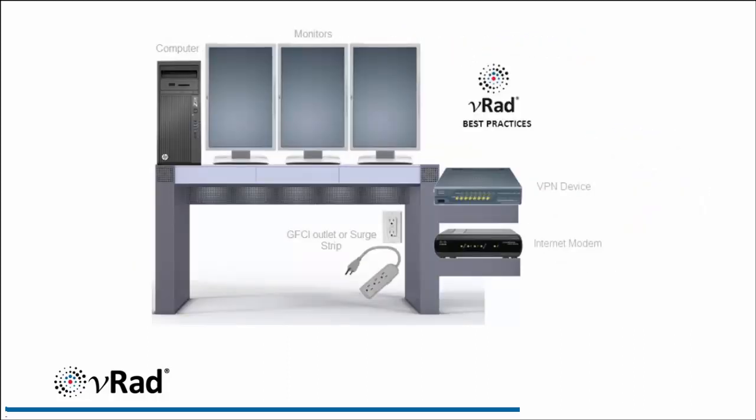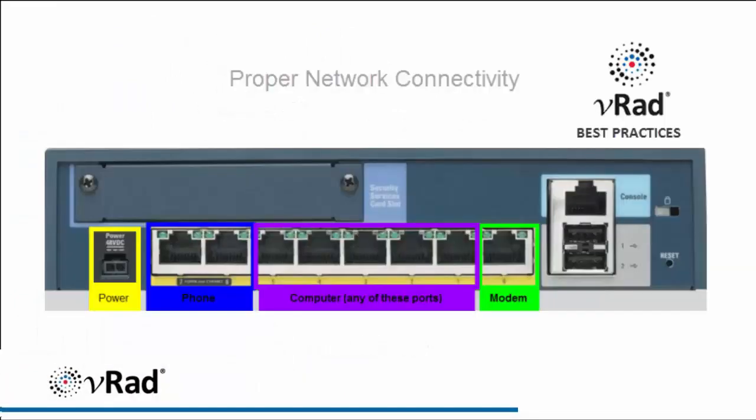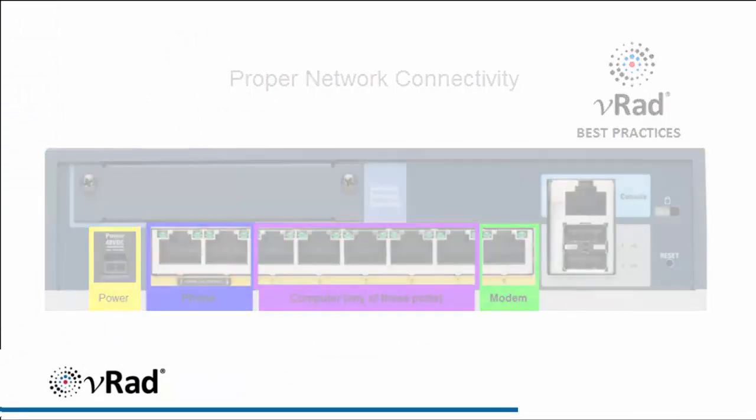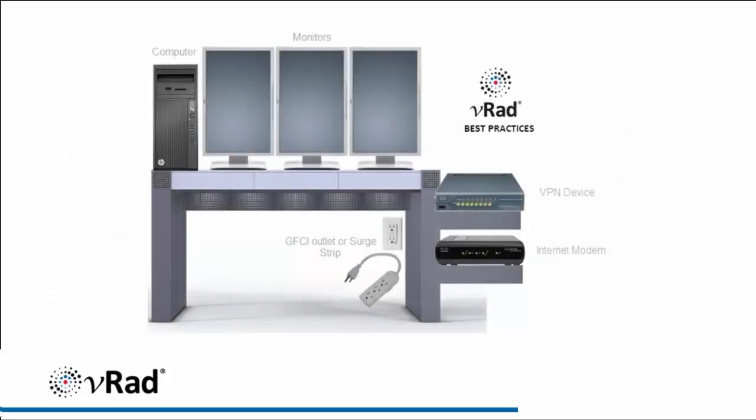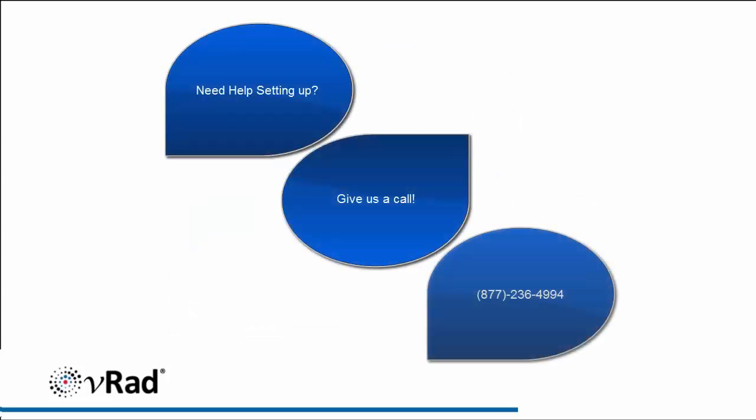Do understand before viewing this video that these new features may not work appropriately if you haven't followed the vRad Best Practices document. Highlighted in this document is the network setup, which asks that your workstation be networked directly through our Cisco ASA hardware VPN. If your system is not set up according to the Best Practices document, you may encounter some issues while going through this video. Should you encounter problems or require assistance, we have 24/7 support ready to assist.